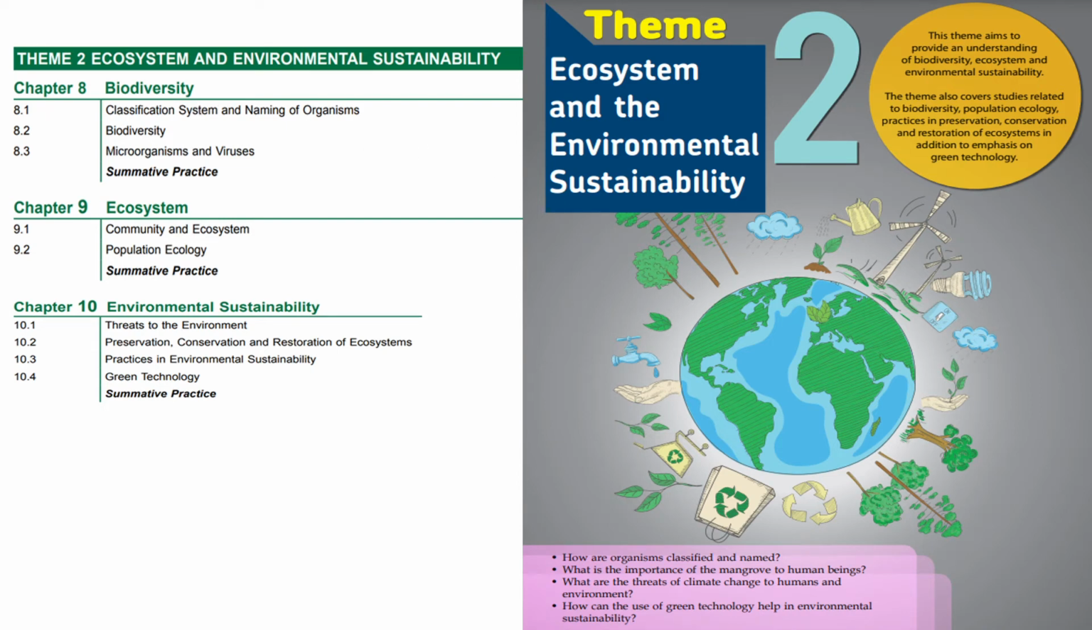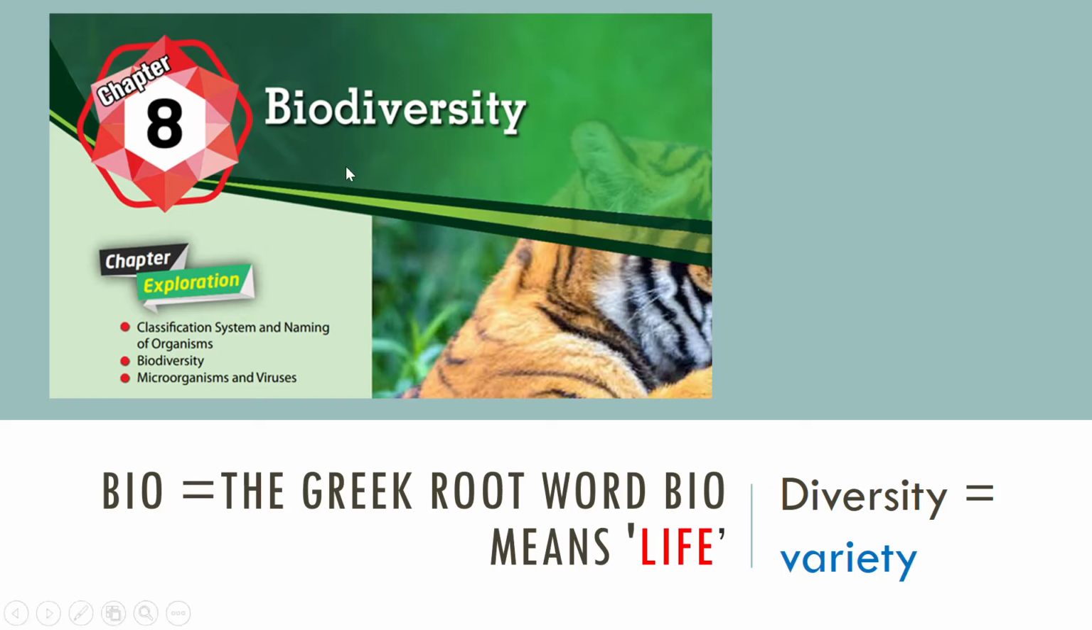Okay, we have come to theme 2 of your Form 5 biology. Theme 2 is on the ecosystem and environmental sustainability. In this theme, there are 3 chapters: biodiversity, ecosystem, and also environmental sustainability. So without further ado, let's look into chapter 8 on biodiversity, where there are 3 subtopics.